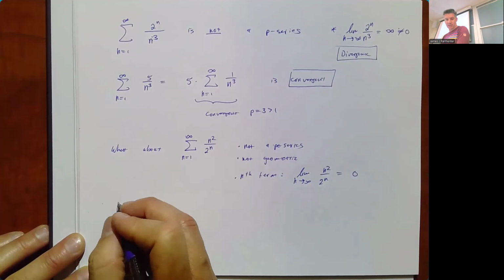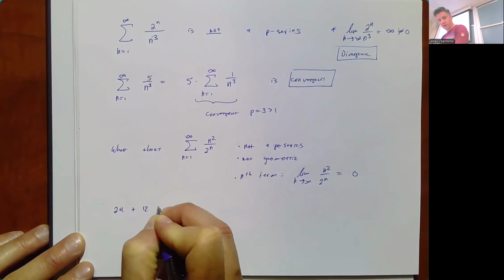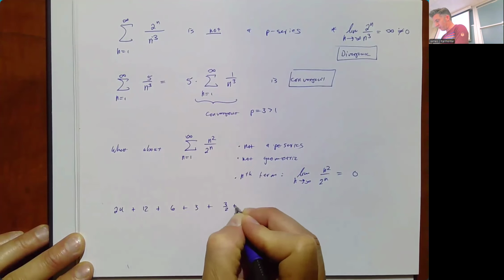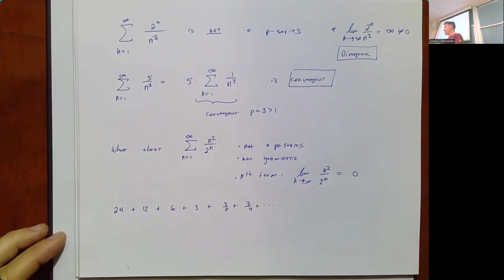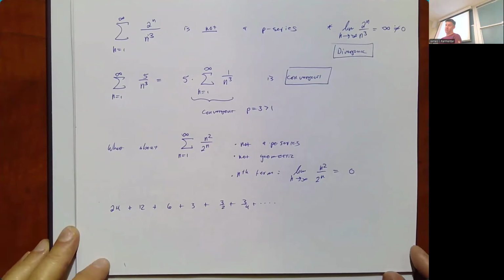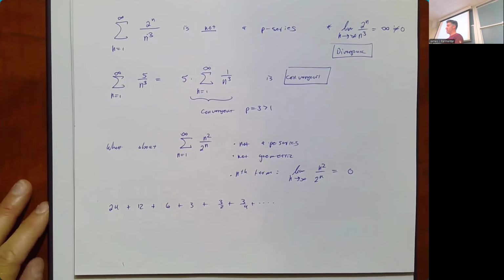Let's say we had this series: 24 plus 12 plus 6 plus 3 plus 3 halves plus 3 fourths, et cetera. I think the ratio is relatively obvious, but since you're the person here, Heather, let me ask you, is it obvious what the ratio is?